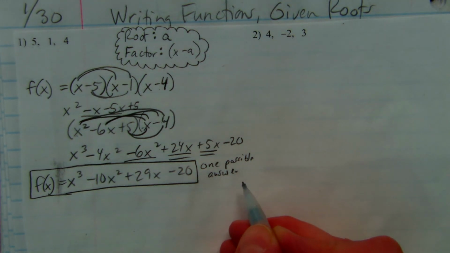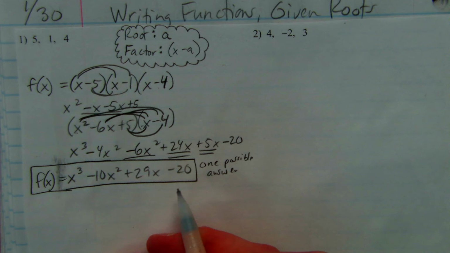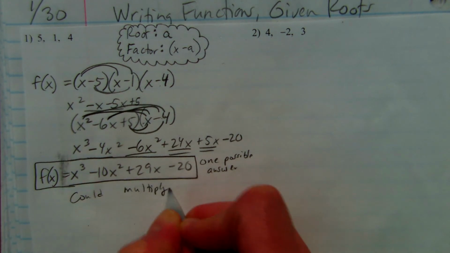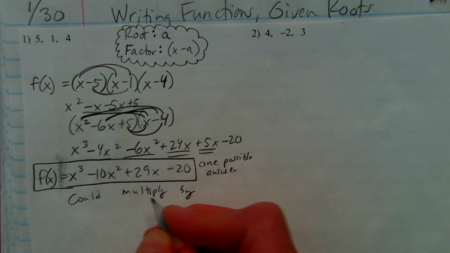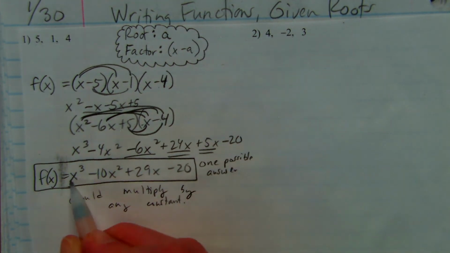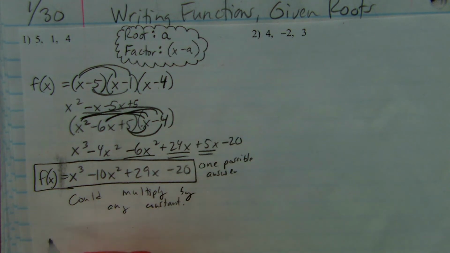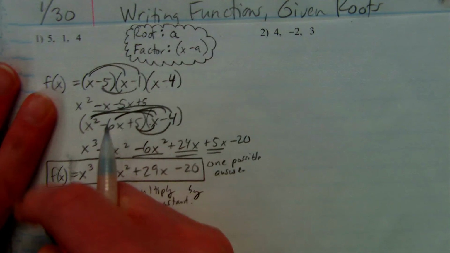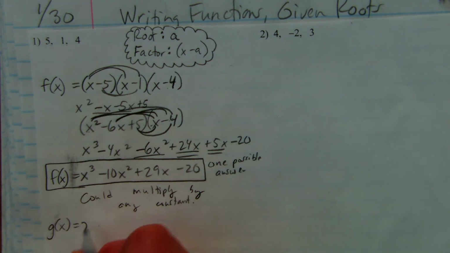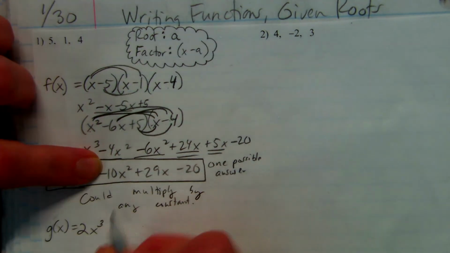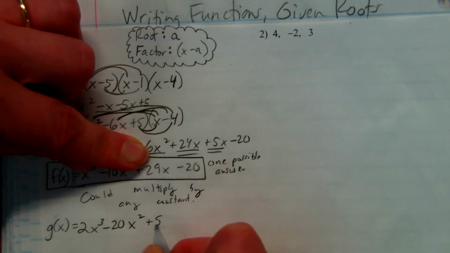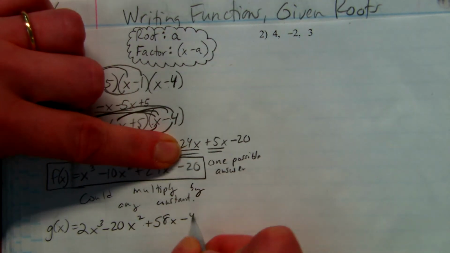Now there's an infinite number of answers. This is the most reduced. I could multiply that function through by any constant. So I could take everything in that function times 2, for example. I'll call it something else. I'll call it g of x. So another possible function would be 2x cubed. I could take negative 10 times 2, so minus 20x squared. Take 29 times 2, I get 58x. 20 times 2, and get 40.